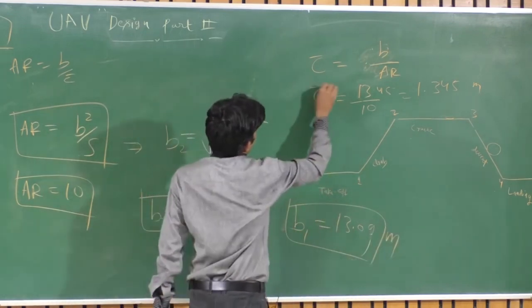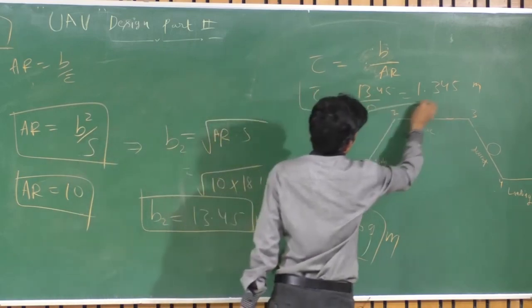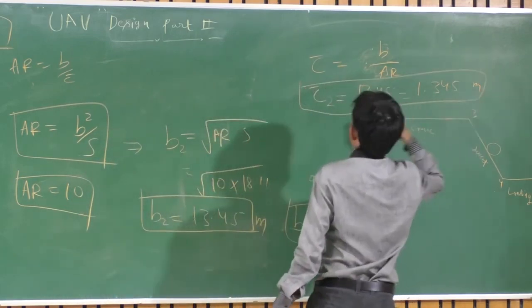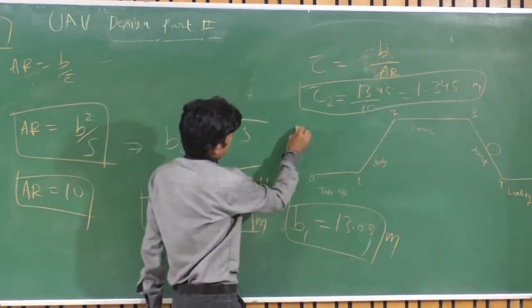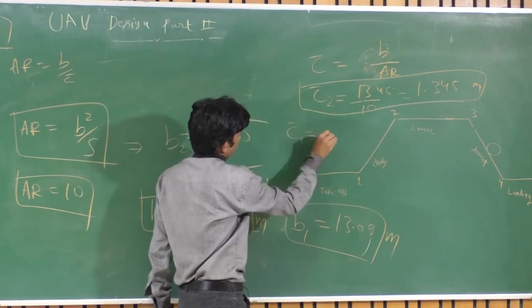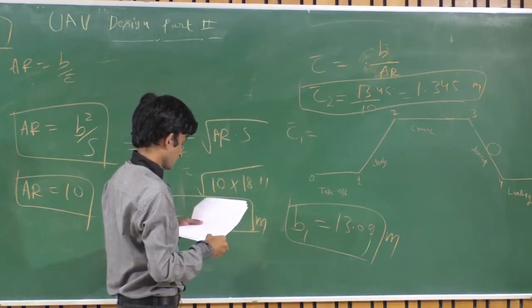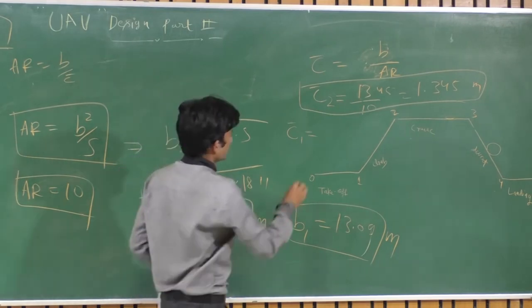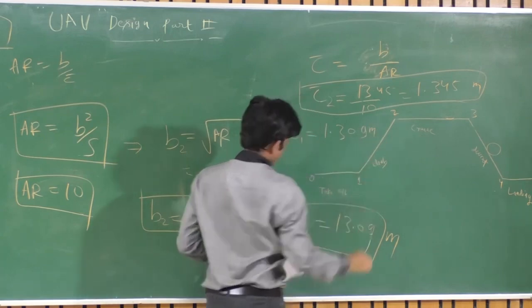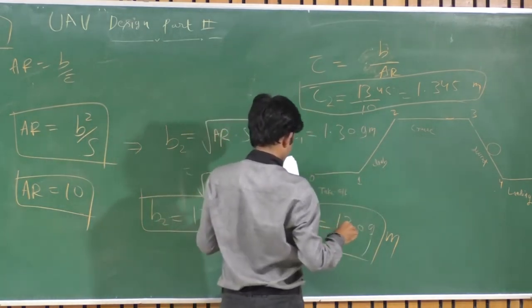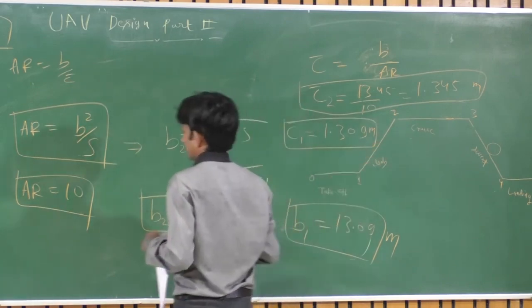C bar, that means C2, second approach, right? And from first approach, C1. That means you are calculating based on the stall approach, 1.309 meter. Little difference is there.